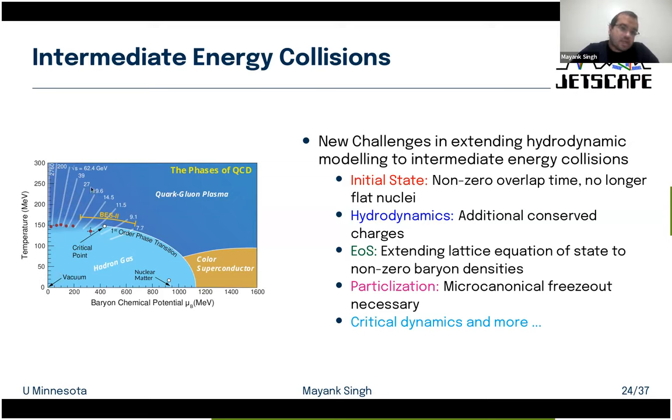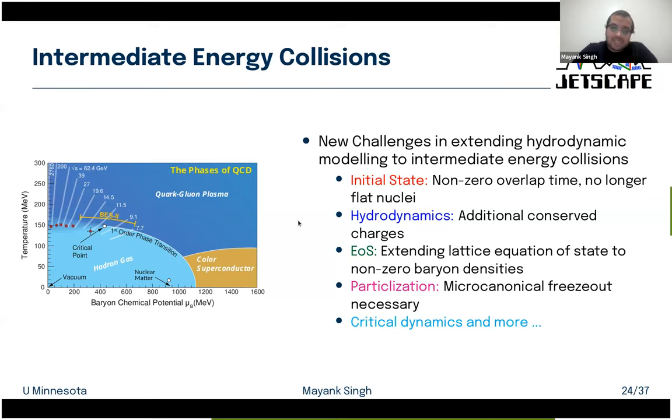But now you are doing it for very low energies, where you're reaching this region of the phase diagram. This comes with a lot of different challenges. The initial state itself, that approximation that the two flat nuclei are colliding, is no longer valid. The hydrodynamics needs additional conserved charges, the baryon current for sure, but sometimes even strangeness and electric charge currents that need to be specifically evolved.